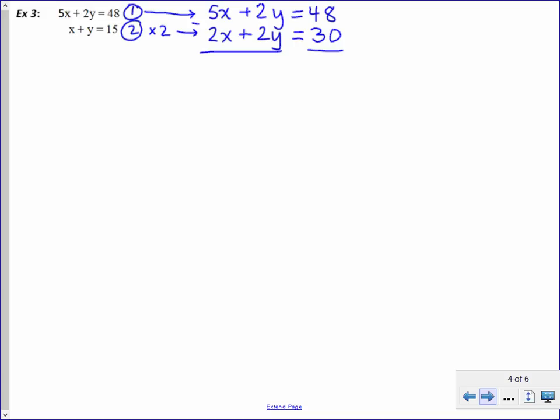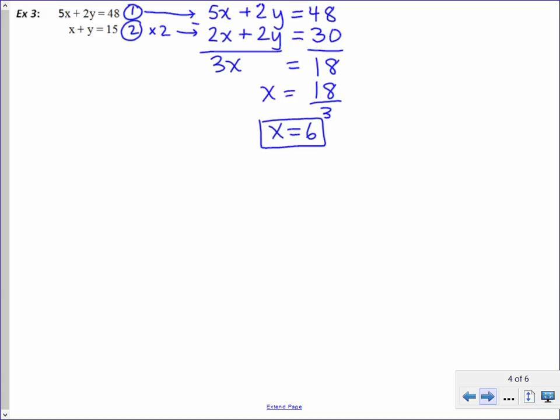5x minus 2x, 3x. 2y minus 2y, eliminated. 48 minus 30, guys? 18. So 3x is 18, which means x is 6. Okay.